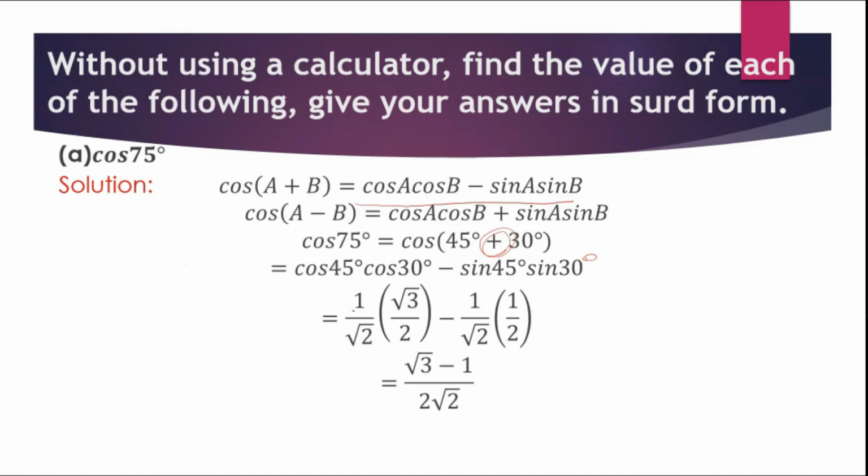So, from here, keep on simplifying. We will have here square root of 3. Okay, so same denominator tayo. 2 square root of 2 over 2 square root of 2 minus 1. Okay, so rationalize natin yung denominator. We will have square root of 6 minus square root of 2 all over 4. And that's already our final answer.